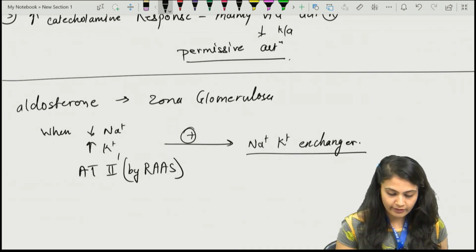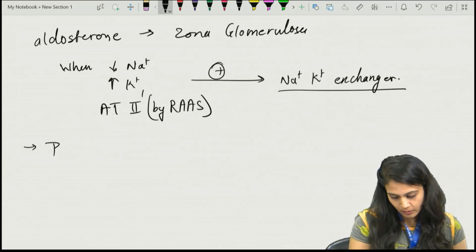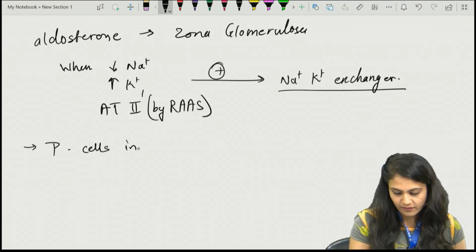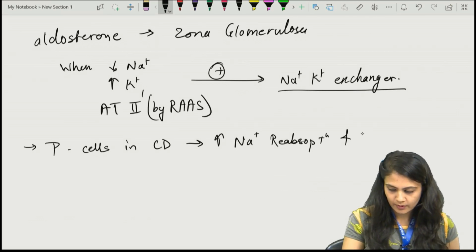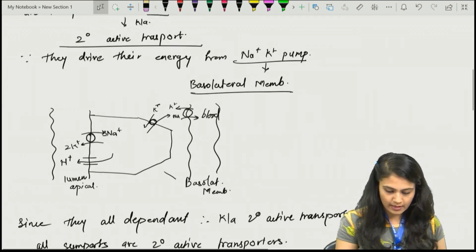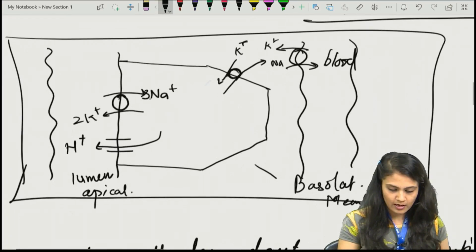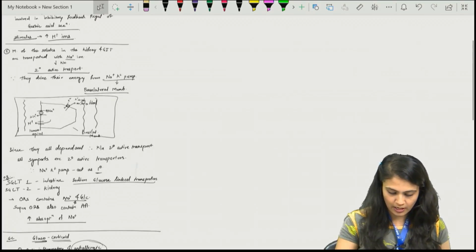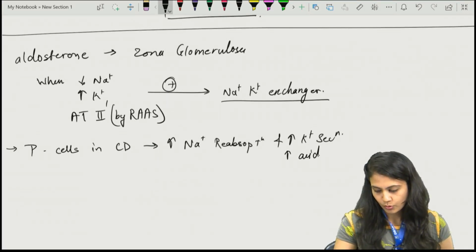Where is this exchanger located? In the P cells. Write down P cells in the CD. They will act on the P cell, specifically in the CD, which increases the sodium reabsorption and increases potassium secretion. And we just now saw that they also increase the hydrogen ion. If we are talking about the P cell, they also secrete the hydrogen ions. Hydrogen ions are nothing but the acid, so they increase the acid secretion too.